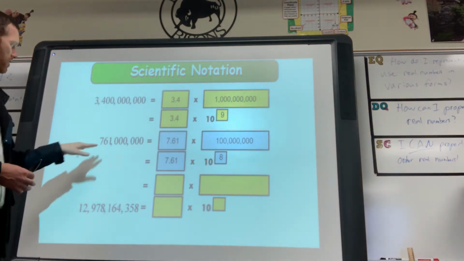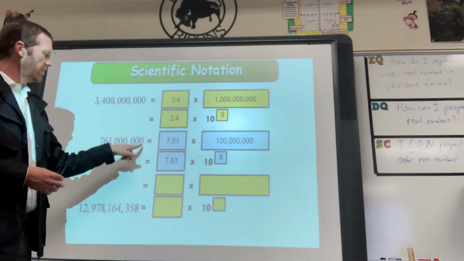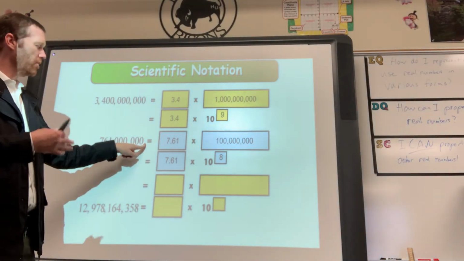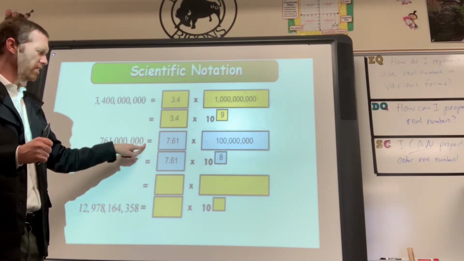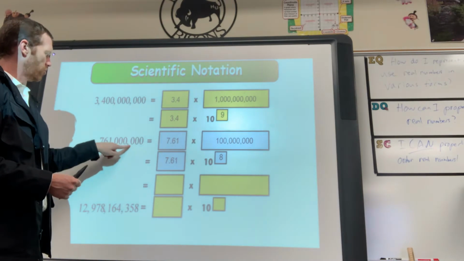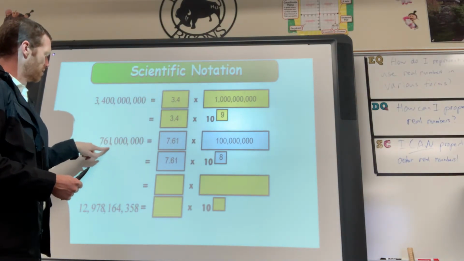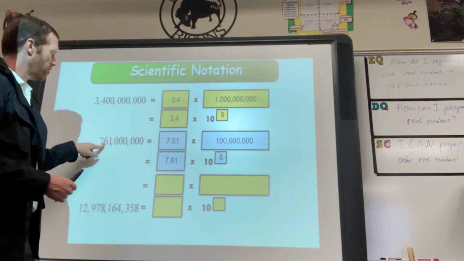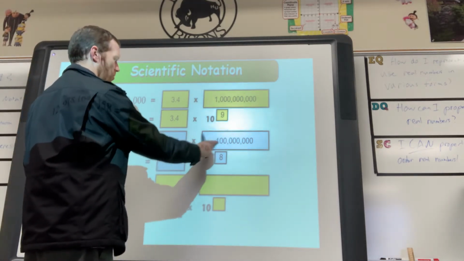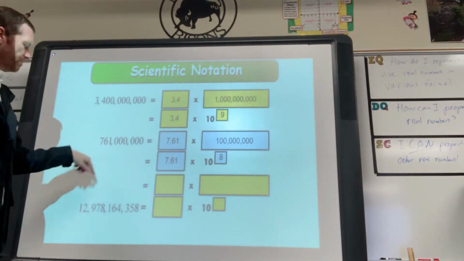Likewise with this one, 761 million. Decimal used to be here. Now we need to be able to make a new number that we can draw out of it, and that new number needs to be between 1 and 10. So 1, 2, 3, 4, 5, 6, 7, 8. 8 spots over. New number is 7.61 times 10 to the 8, which is 100 million.